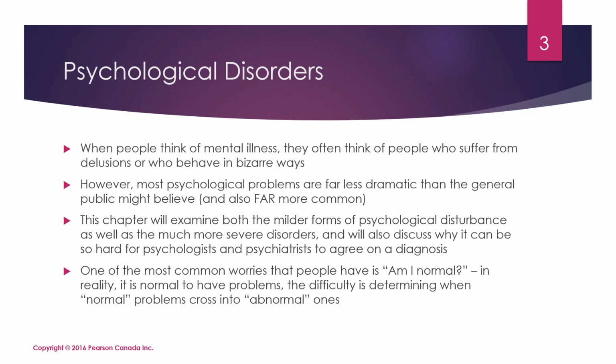So this chapter will examine both the milder forms of psychological disturbance as well as the much more severe disorders, and we'll also discuss why it can be so hard for psychologists and psychiatrists to agree on a diagnosis. One of the most common worries that people have is, am I normal? In reality, it's normal for us to have problems. The difficulty is determining when those normal problems cross into abnormal ones. So we'll talk a bit in this first section, basically about issues that we face as clinicians with diagnosis. And a little bit about some of the tools that we use to help us diagnose mental disorder.